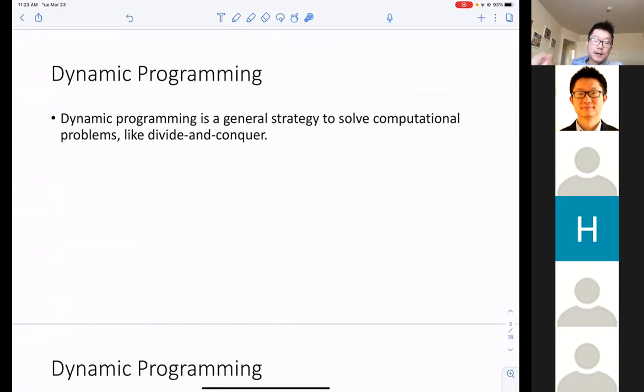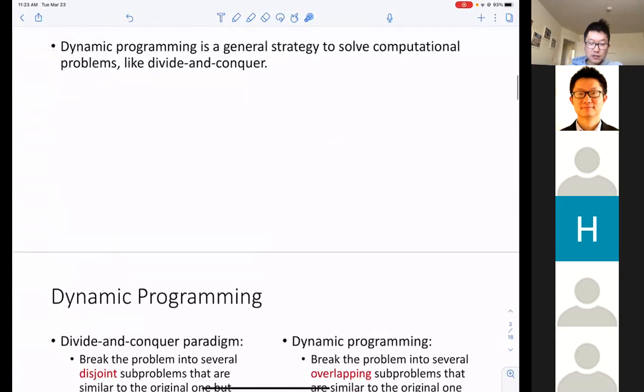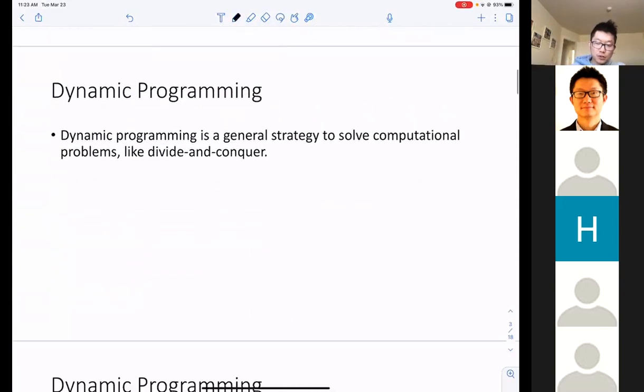Okay, so what is dynamic programming? Dynamic programming is basically a general strategy to solve a computational problem, and it shares a lot of similarities with divide and conquer. So let me just show the similarity and difference between divide and conquer and dynamic programming.